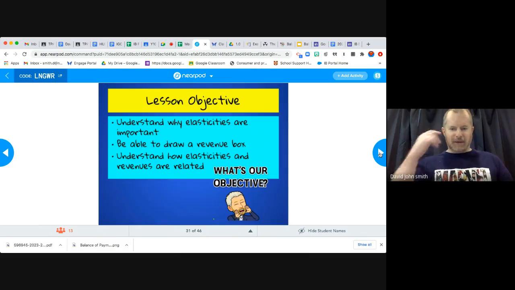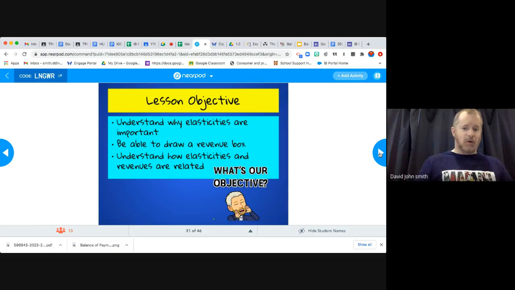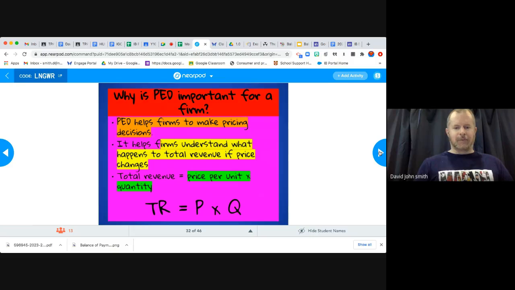So here's the next bit. We're wanting to make sure that we understand that elasticities are important. We need to be able to draw a revenue box and figure out how elasticities and revenues are actually going to be related to each other. Why is PED important for a firm? So let's introduce this idea of revenue. Revenue is the amount you earn from sales.